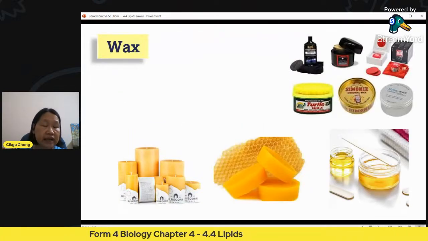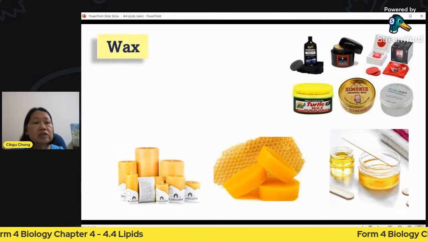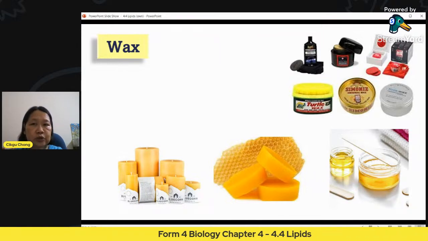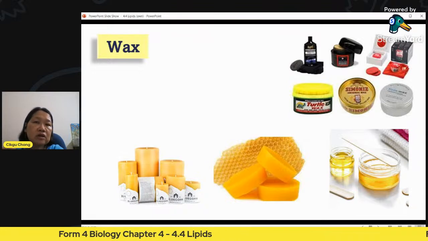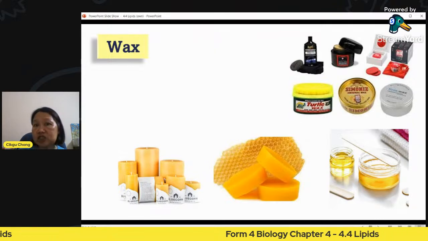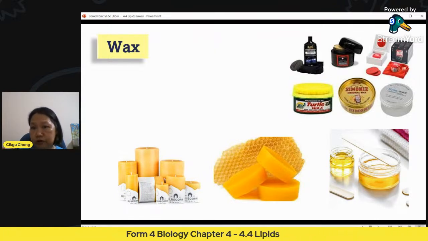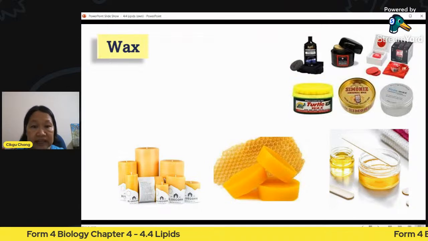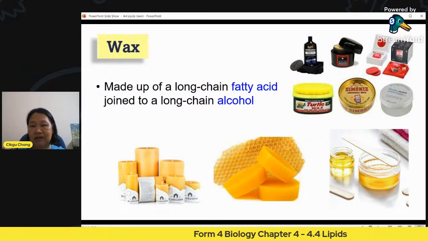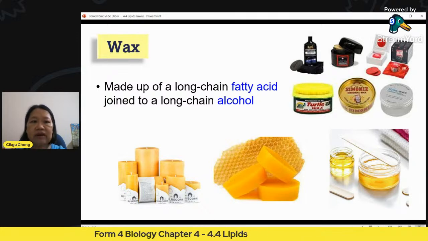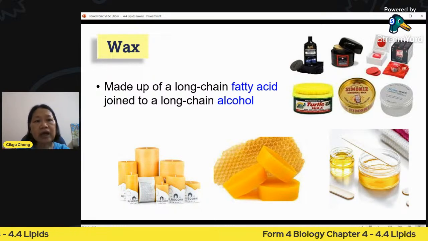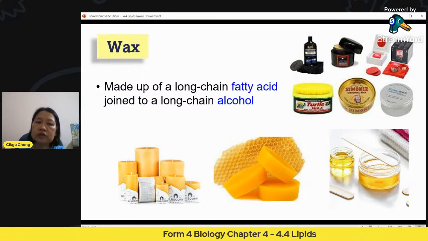Now that was the triglycerides. The second group is waxes. You have wax for your shoes, your leather shoes, and also for your cello string. If you play in a symphony orchestra, you have these violin strings. You have to wax them so that they're smooth. Car wax, beeswax, candles, and the wax that you use to remove unsightly hair on the skin. So waxes are made up of long chain fatty acids and also long chain alcohol. So it's not the glycerol just now.